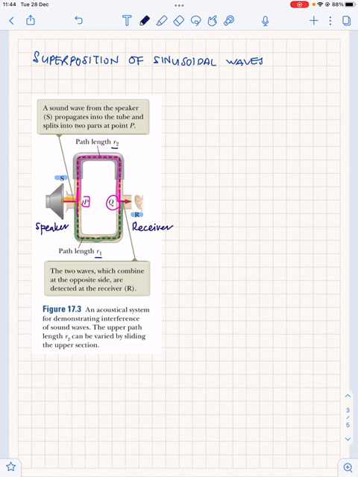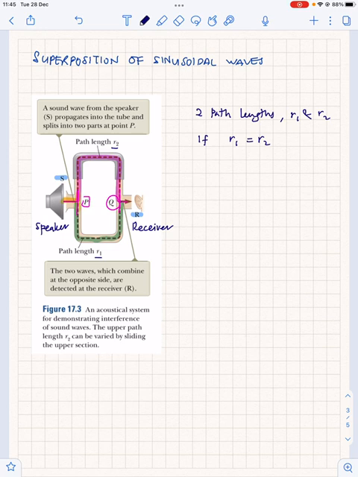We have two path lengths, R1 and R2. If R1 is equal to R2, in other words if the two path lengths have the same length, the waves that enter the junction will separate into two halves. They will travel the two paths and then combine again at the ear, or at the receiver.